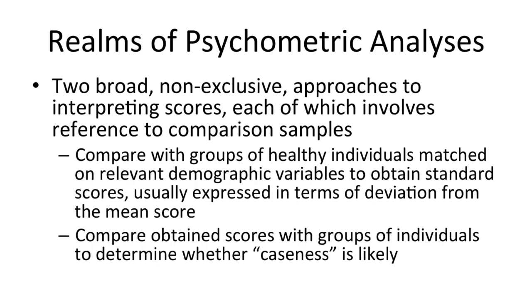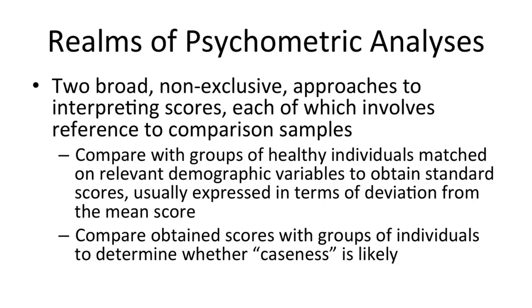Now, very broadly, almost to the point of being inaccurate, there are two main spheres of psychometrics. And they're not exclusive, but usually if you read about it in a textbook chapter, they're discussed in separate chapters. And each deal with how you interpret scores and how you relate those scores to various reference groups, whether they be healthy people or not.